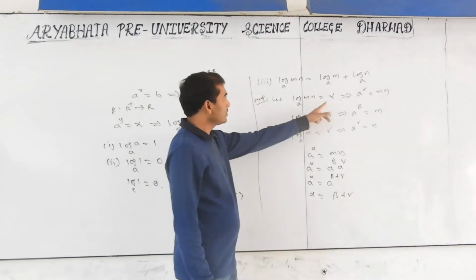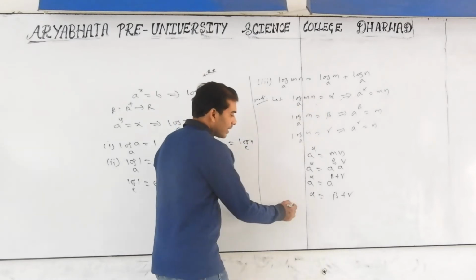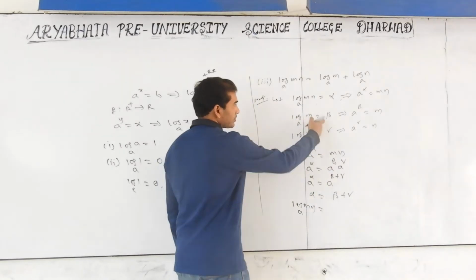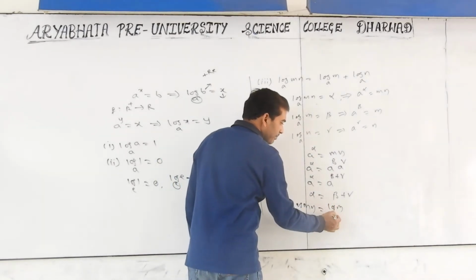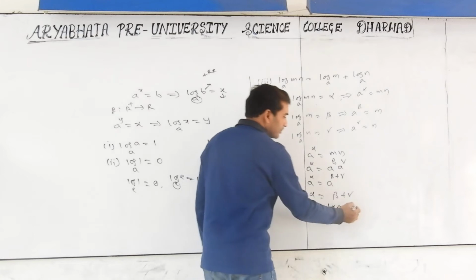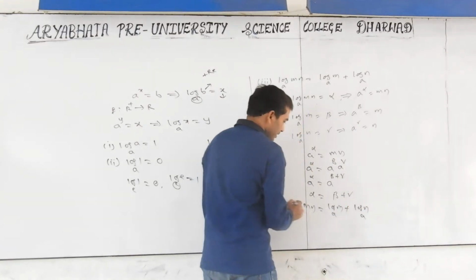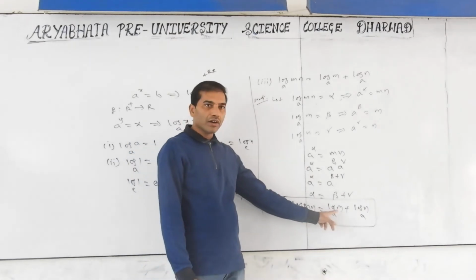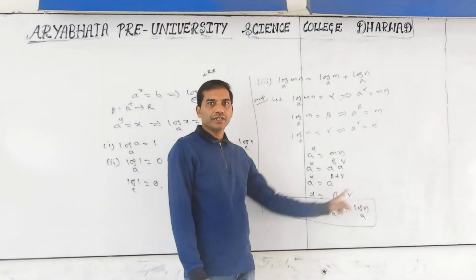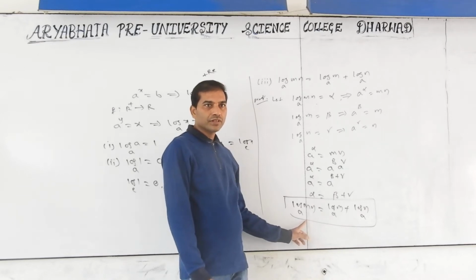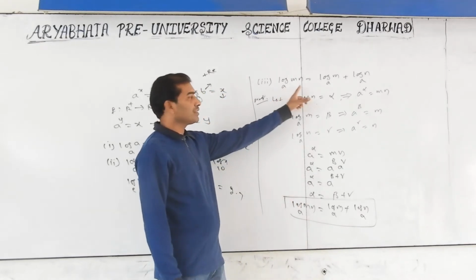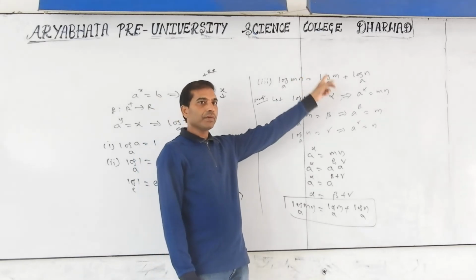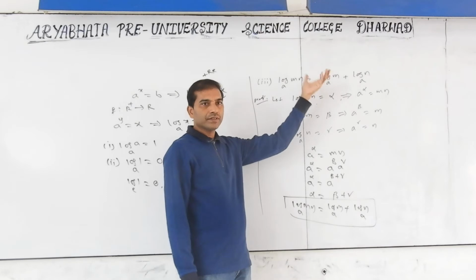Where alpha is log of mn base a, beta is log of m base a, gamma is log of n base a. This is the formula: log of m into n equals log m plus log n. Understood? The proof is not necessary. This property is very important: log of mn equal to log m plus log n, whatever the base.